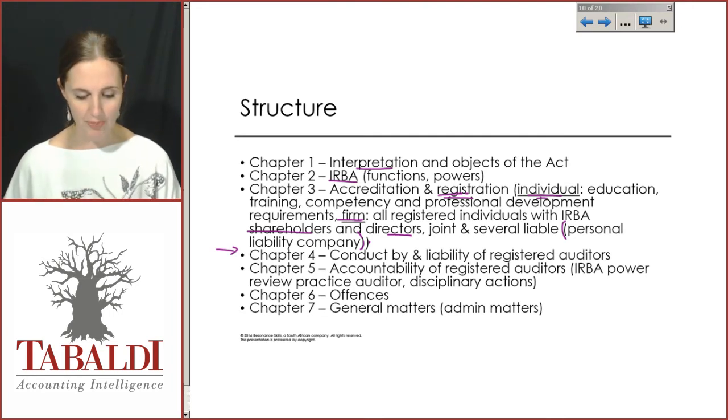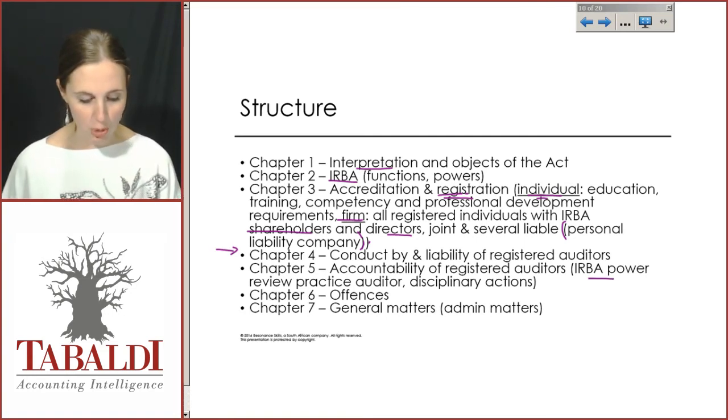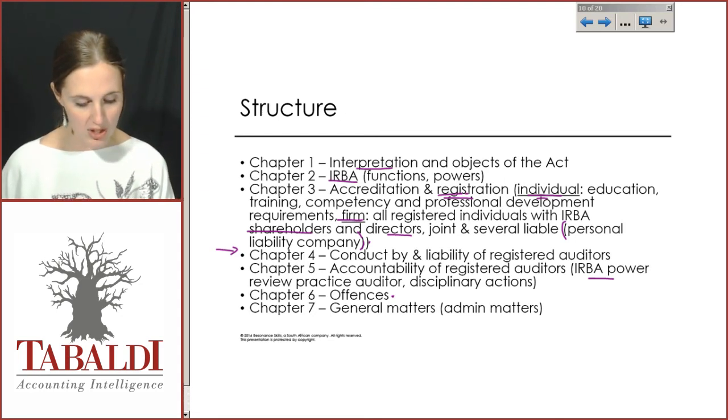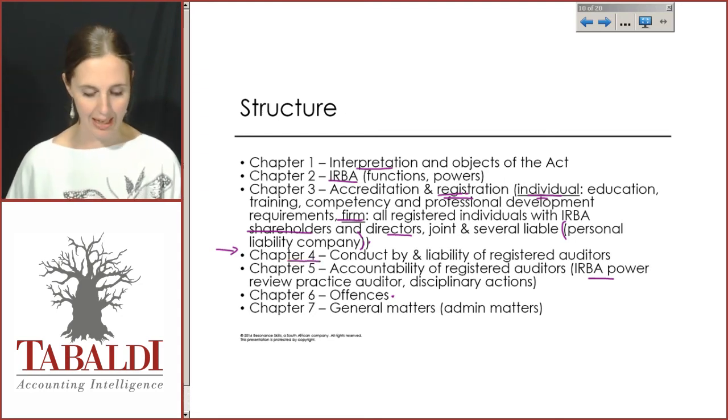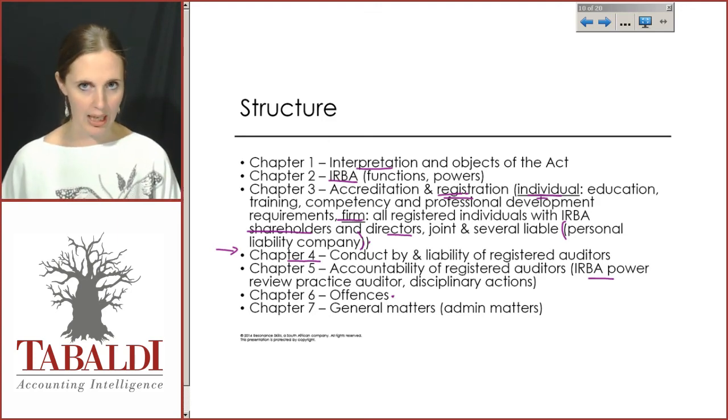What is our protection? The accountability of registered auditors, Chapter 5, deals with URBA's powers as far as the review practice, disciplinary actions. Chapter 6, offences. What is considered an offence? What is it as an auditor that you could do wrong that would be considered an offence? And general matters, general admin matters. For the most part, the most important is Chapter 4, understanding the conduct and liability, when we talk about what we on a daily basis as auditors are allowed to do.